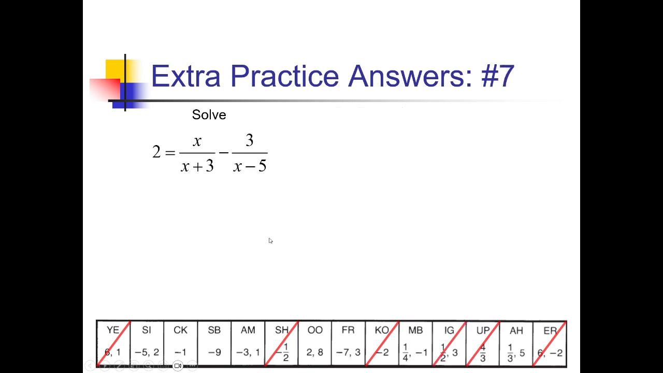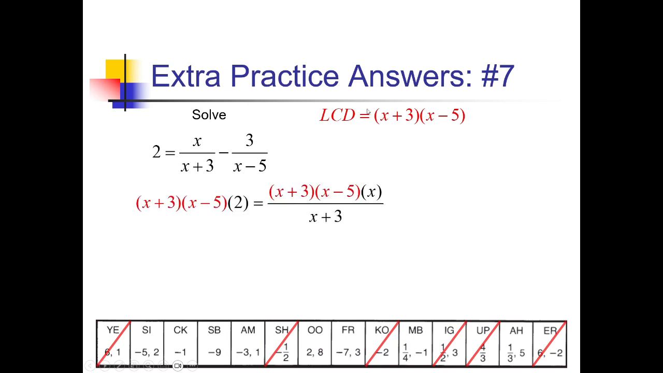So here we go with number 7. The LCD on this one, looking at my denominators, we have an x plus 3 and an x minus 5. So let's multiply everything by that to get rid of our denominators. So we have all this times this 2, all of this stuff times the x up here, and then all of this times the 3. And I'm going to make this a plus -3 when I do this, just so I don't have to worry about it later. All right, so these x plus 3s are canceling in that middle fraction. Over here it's the x minus 5s.